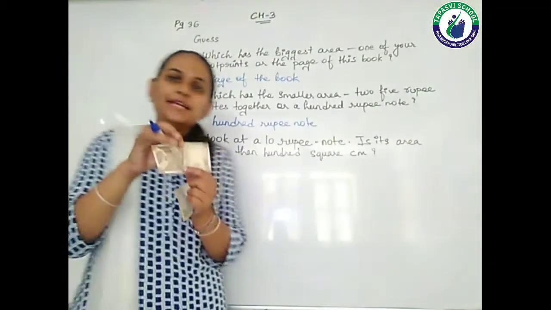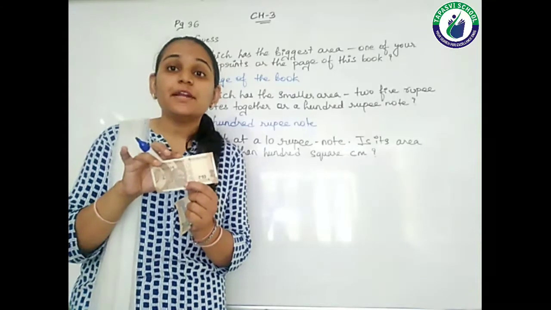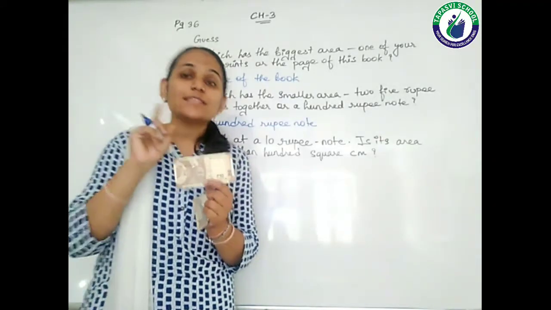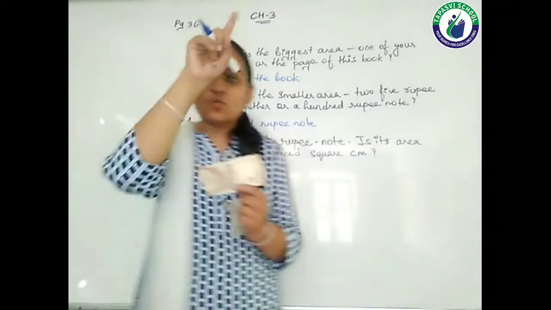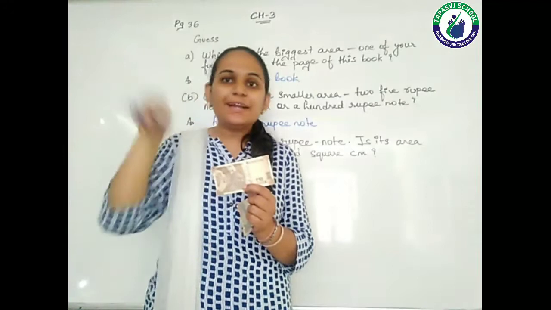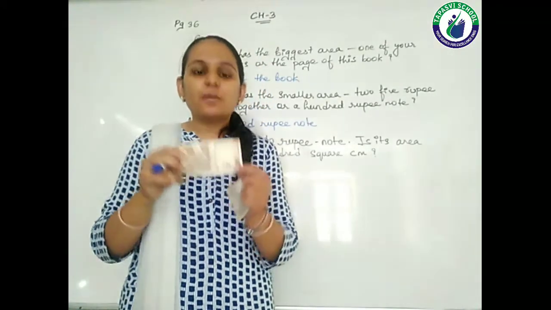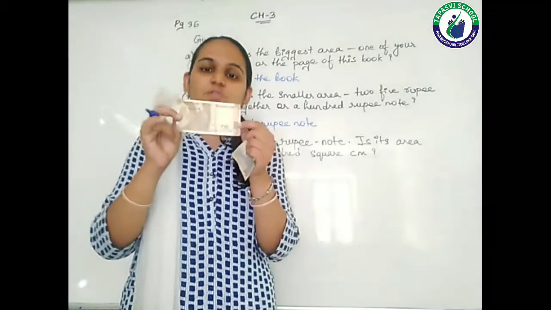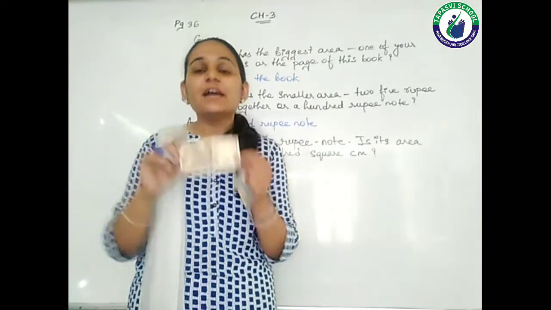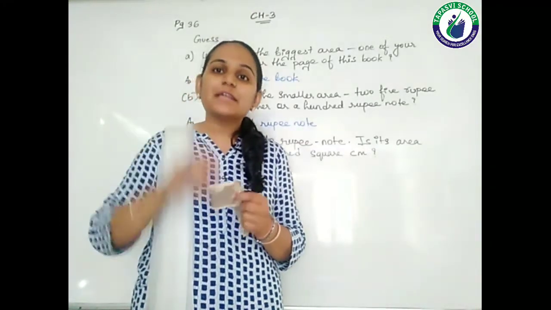So we can say that the 10 rupee note will have a smaller area as compared to the 100 square centimeter. I am not talking about a 100 rupee note, but 100 square centimeter, 10 by 10. So 1, 2, 3, up to 10 horizontally and 10 vertically. So you get a full 10 by 10 rectangle, a full grid. If you compare that and this one, this one will have the smallest area. The 10 rupee note will have the smallest area, and the 100 square centimeter will have the greater area.